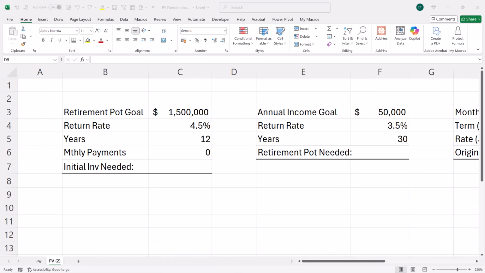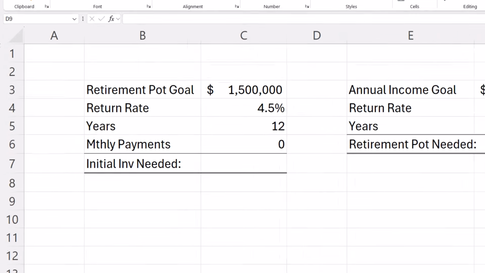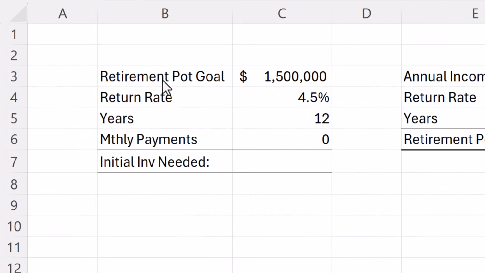Okay, present value in Microsoft Excel. I'm going to give you 4 different scenarios, a mixture of personal finance examples and business related examples. So in our first example, we've got a retirement goal of $1.5 million. I need to know what my initial investment needs to be to reach that goal. I'm retiring in 12 years and I'm assuming an annual rate of return of 4.5%.